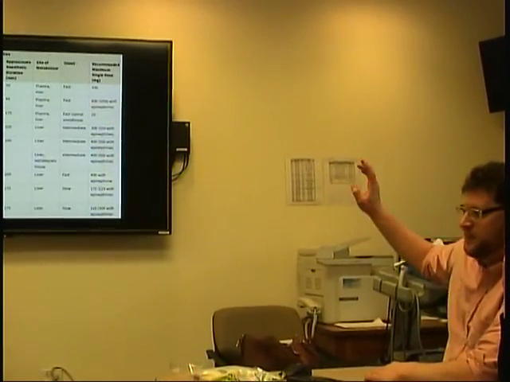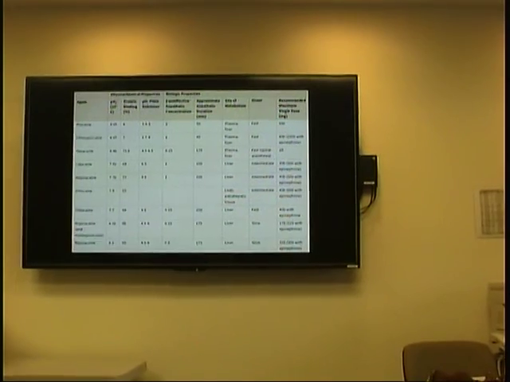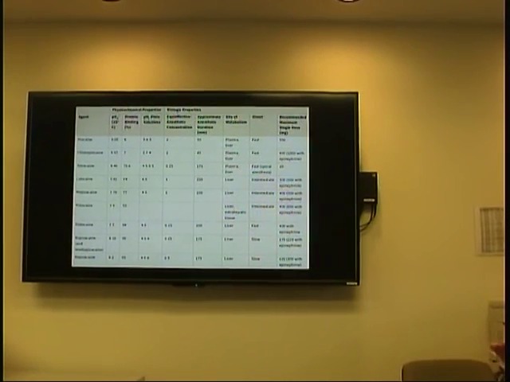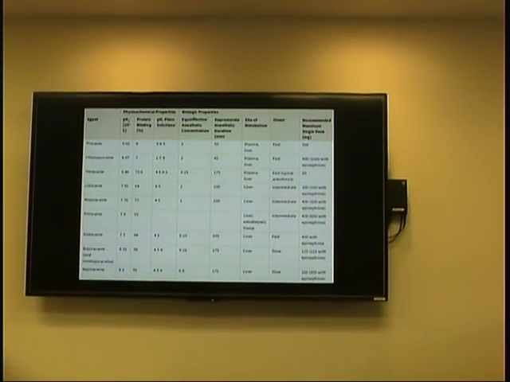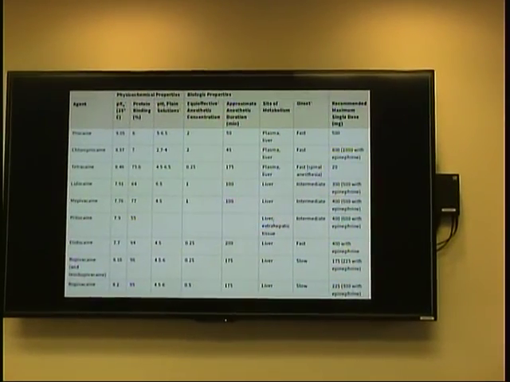And this is kind of a list. You don't have to memorize this. This won't be on the exam later. But it goes over pKa's, and you can see the different sites of metabolism. And there's a recommended maximum dosage, and that's based off the ideal person that doesn't exist anymore, like 70 kilos.